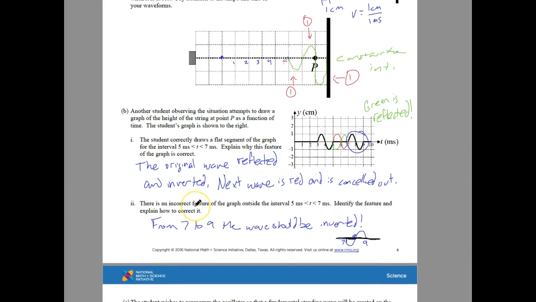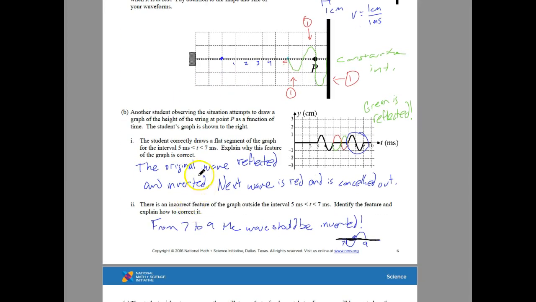Another student is observing the situation and attempts to draw the graph of the height of the string at point P as a function of time, and this is what they end up drawing. Okay. I've also drawn some other things on here. The student correctly draws this flat segment right here, and they want to know why this section of the graph is flat. Well, you don't have colors to do this with, so you'll have to explain it. So you just say that the original wave reflected and is inverted, and then the next wave coming in is still upright. So the red here shows the upright, the green shows the reflected wave that came off the wall.